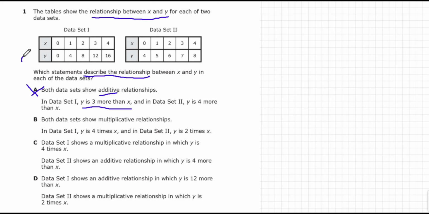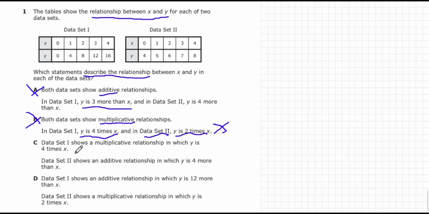Option B. Both datasets show multiplicative relationships. In dataset 1, Y is 4 times X. The condition of dataset 1 is correct. Now, let's check on dataset 2. In dataset 2, Y is 2 times X. For the dataset 2 in the table, Y is not 2 times X. Hence, option B is also incorrect.